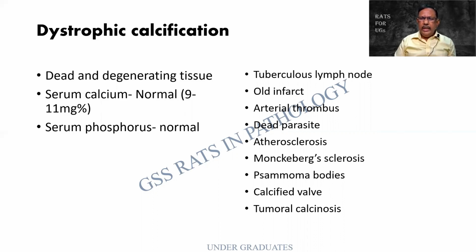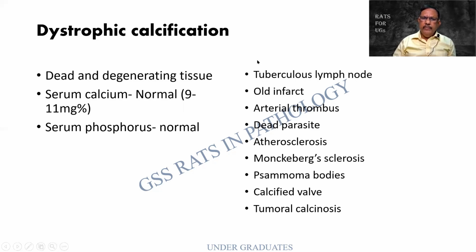There are basically two types, one of which is dystrophic calcification. Dystrophic. Remember the letter D. D is for dead and degenerating tissue. The normal characters can be the serum calcium is normal, 9 to 11 mg%. Serum phosphorus is also normal. So this is an important parameter to differentiate it from another type of calcification.